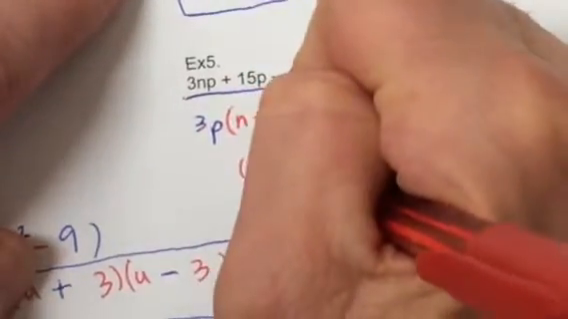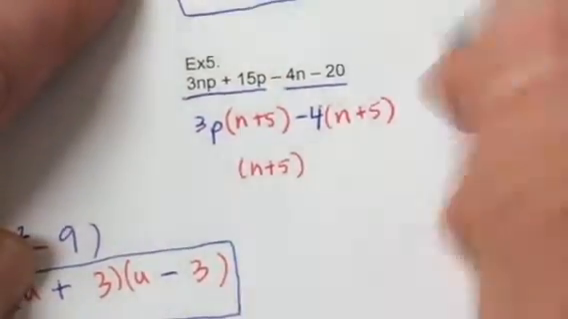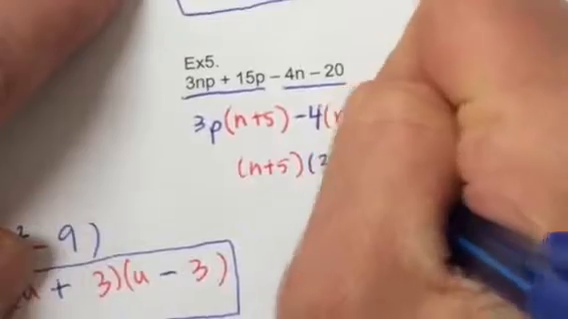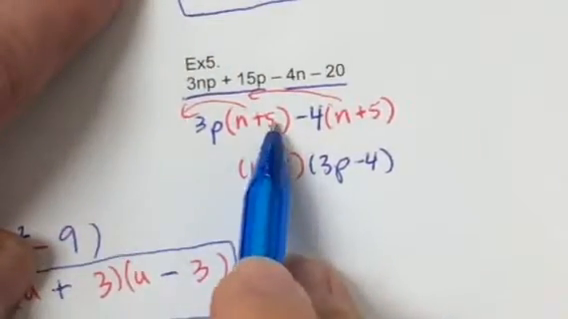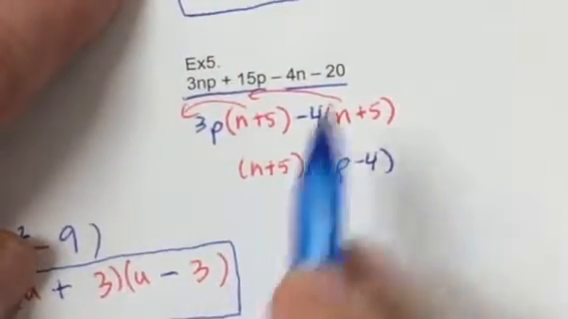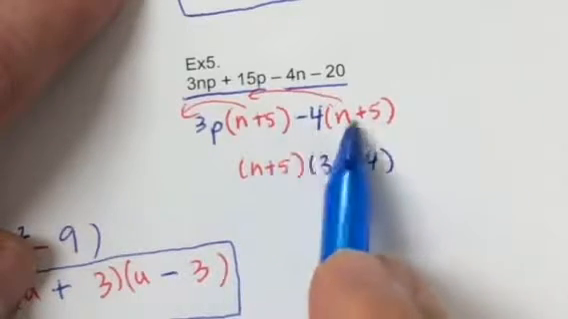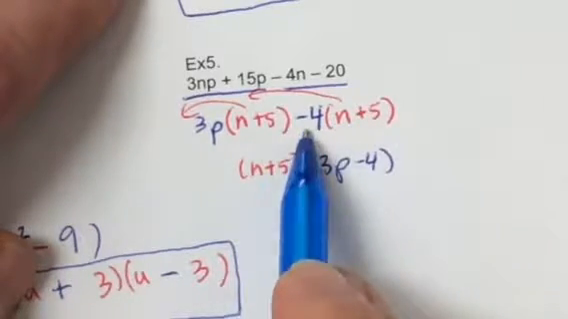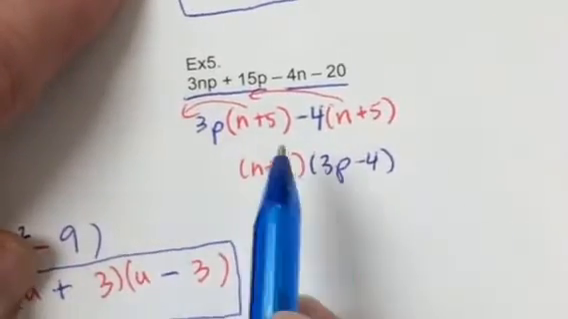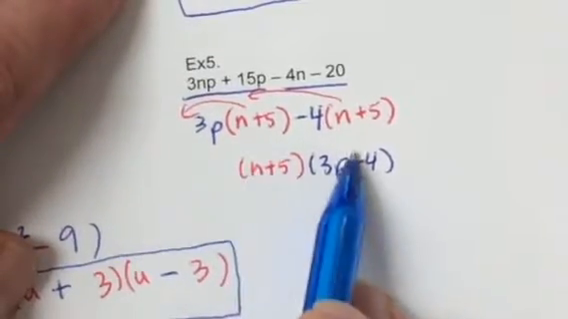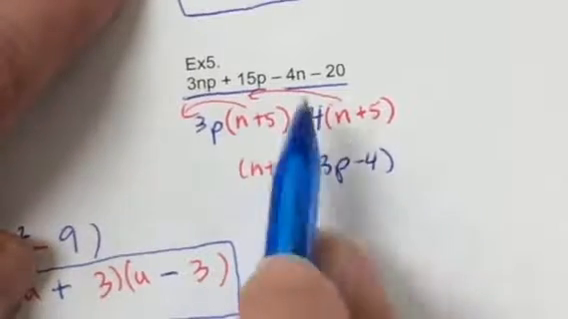So we're going to factor out the n plus 5, and we're left with 3p minus 4 when we factor out those. So what's left from the front after we factor out the n plus 5 is the p plus 3. What's left on the back side after we factor out the n plus 5 is the minus 4. Multiply back in, that's what you get. Remember, when you factor out, you should always be able to multiply back in to get the exact same thing that you just had.